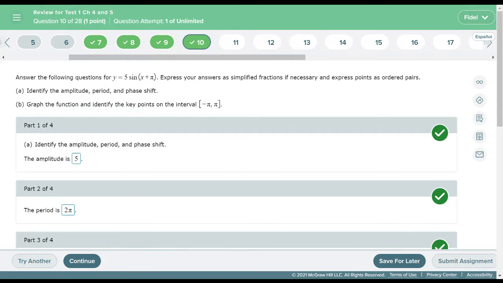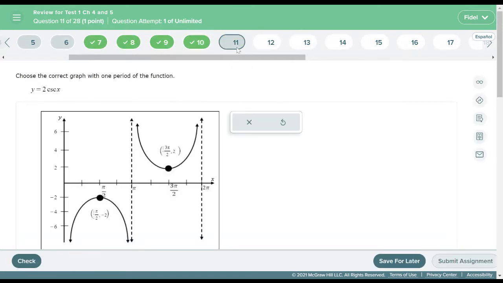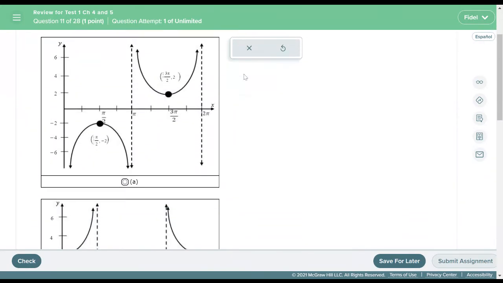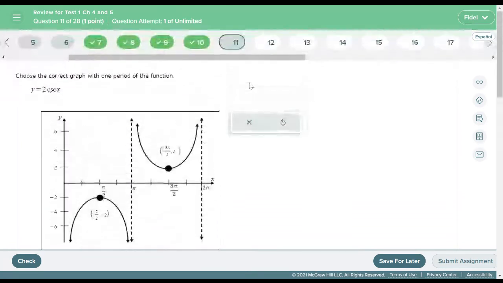Okay, so let's go to number 11. Use the correct graph with one period of the function. So cosecant, right? What would I be looking at? If I was going to graph 2 cosecant of x, what would I really be looking at first? How to graph sine, right? So I'm just going to go through this, guys, because I do want to make sure that we're okay with this.